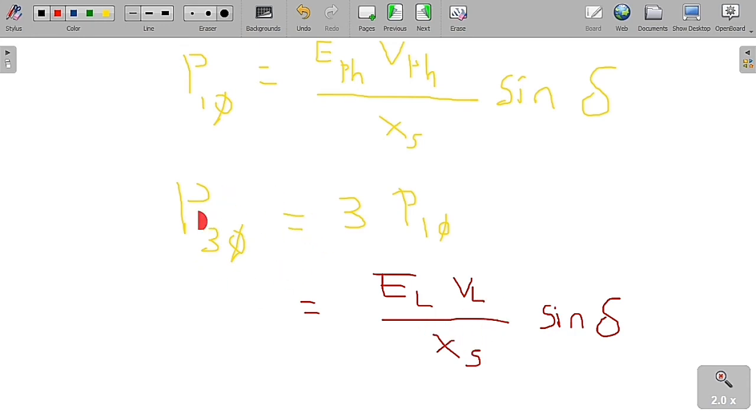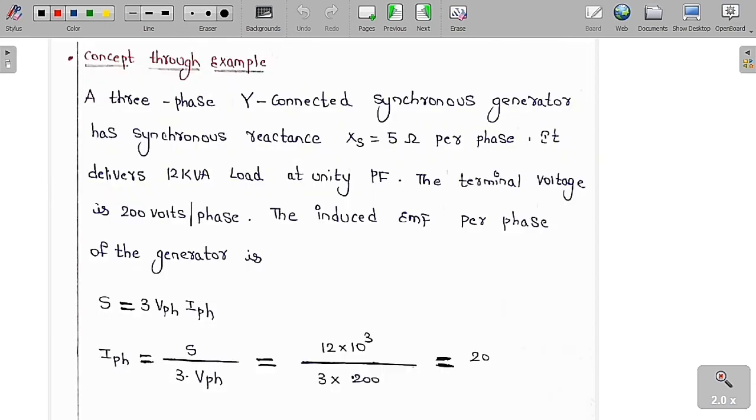So overall, 3-phase maximum power is equal to VL into EL by XS. Now we'll discuss another concept through an example.